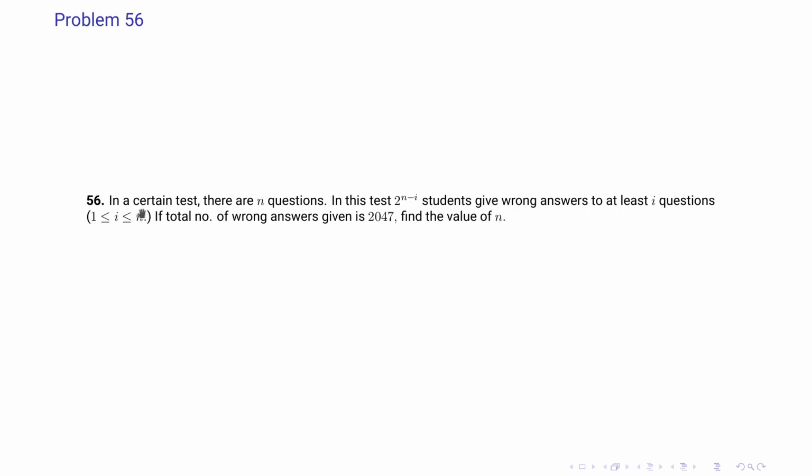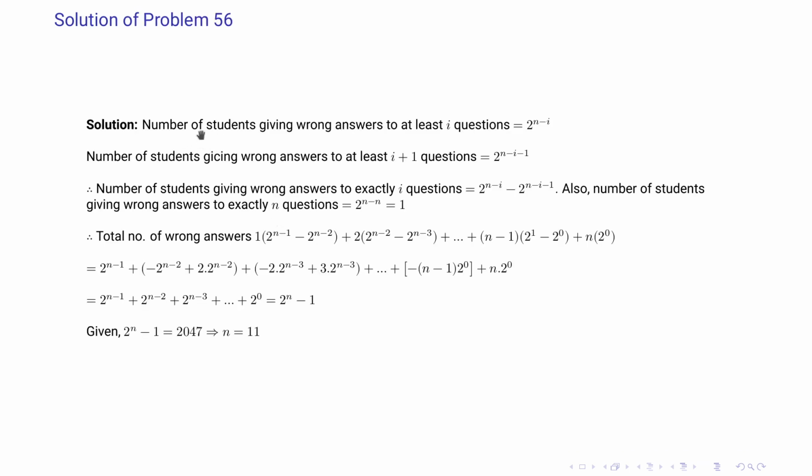Problem number 56 says that in a certain test there are n questions. In this test, 2 to the power n minus i students give wrong answers to at least i questions. If the total number of wrong answers given is 2047, find the value of n. So the number of students giving wrong answers to at least i questions is 2 to the power n minus i. So, there is a typo here, the number of students giving wrong answers to at least i plus 1 questions would be 2 to the power n minus i minus 1.